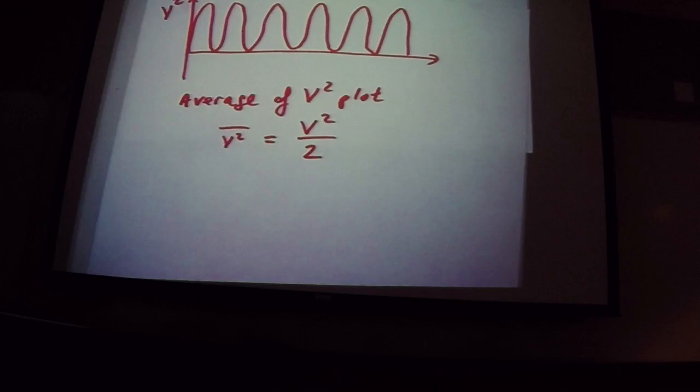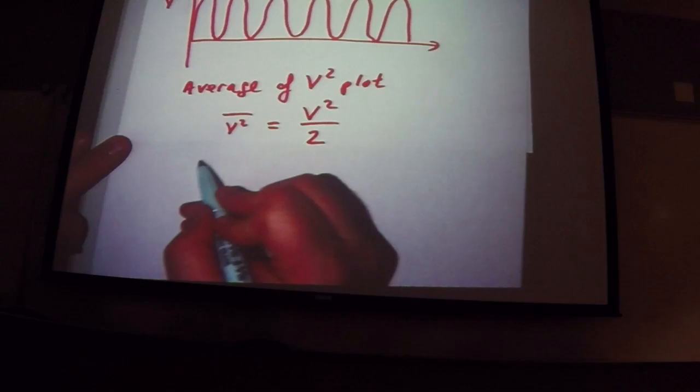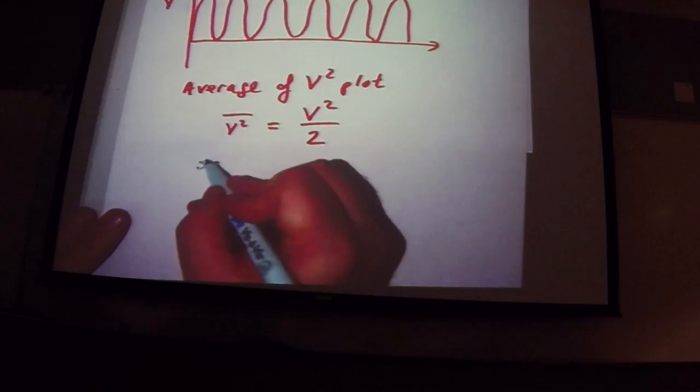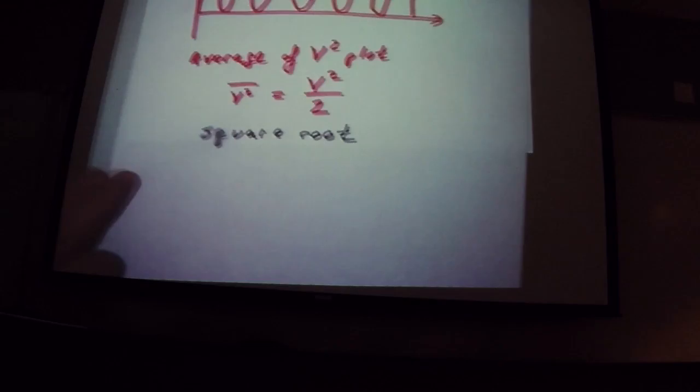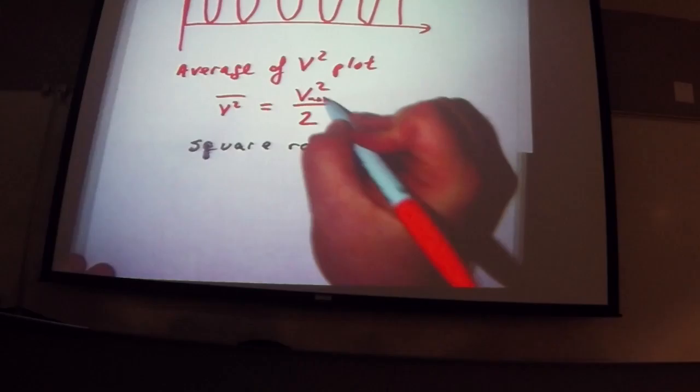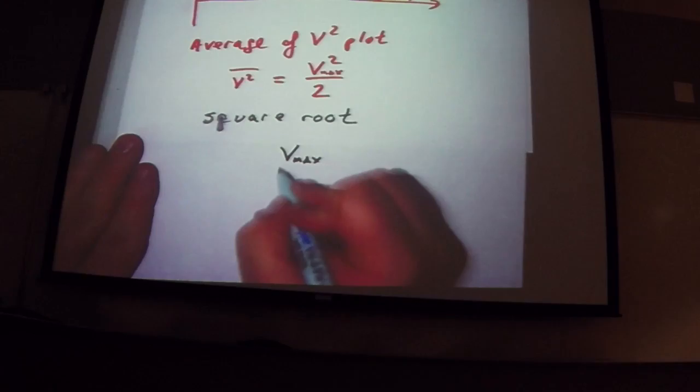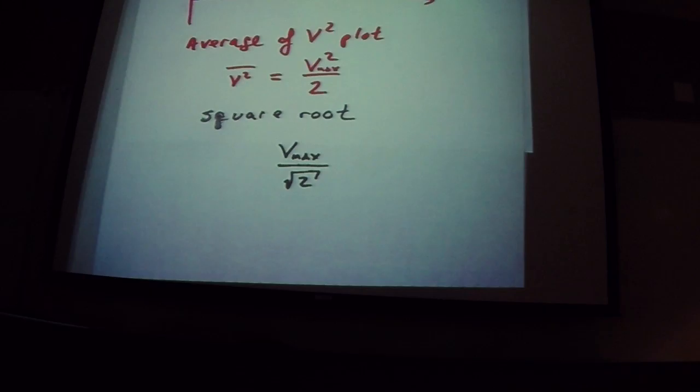But I don't want the average of the V square, because that's voltage squared. I need to get a regular old voltage out of it. So, what do I want to do with this? Take the square root of this. So I take the square root of this to come up with the voltage that I'm going to use to typify my output here. And by the way, this is the max value, Vmax. And so this is Vmax divided by square root of 2. Or you can say my Emax divided by square root of 2, whatever it is.